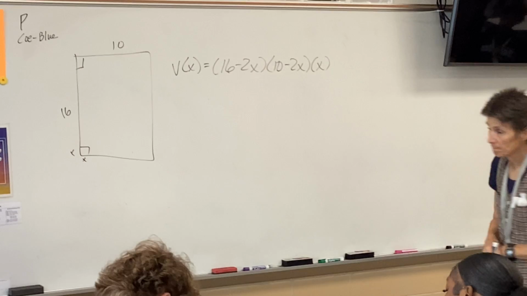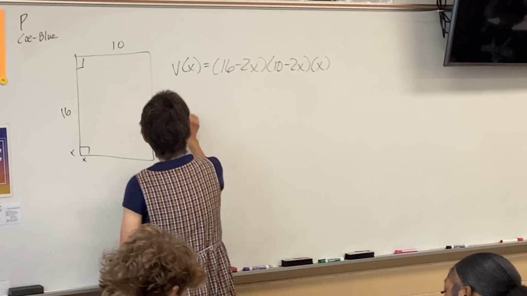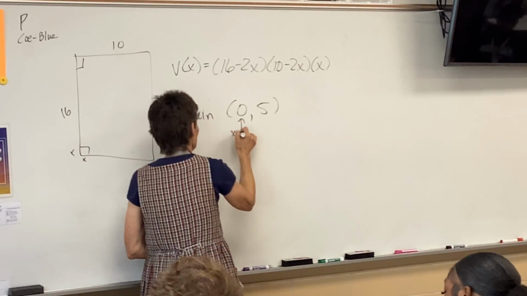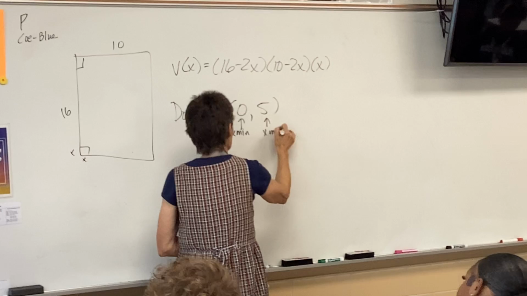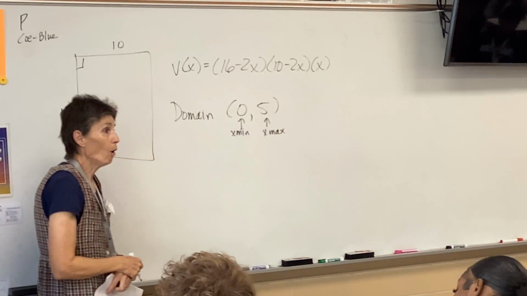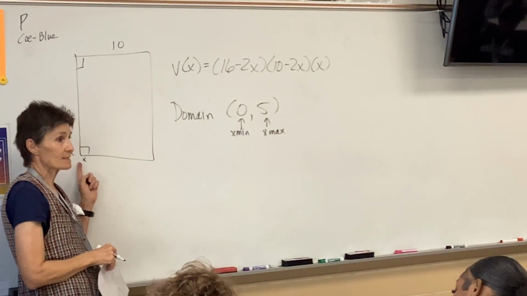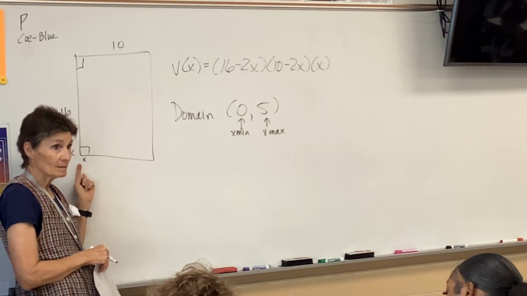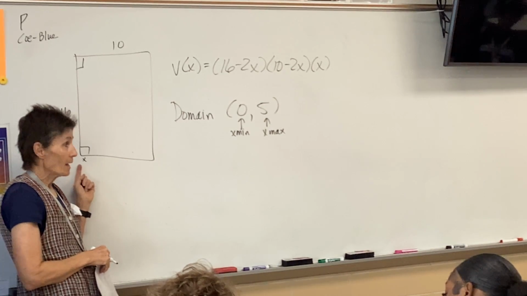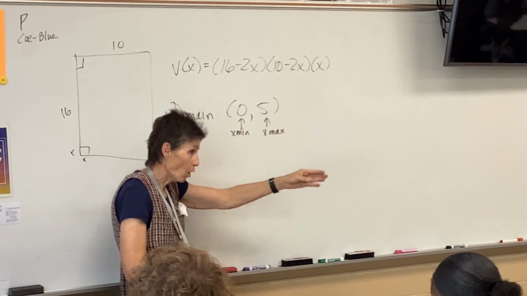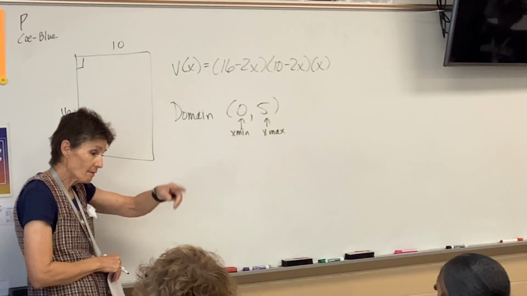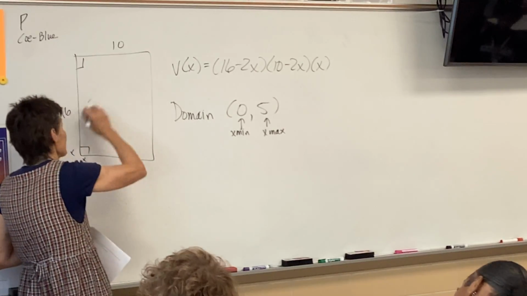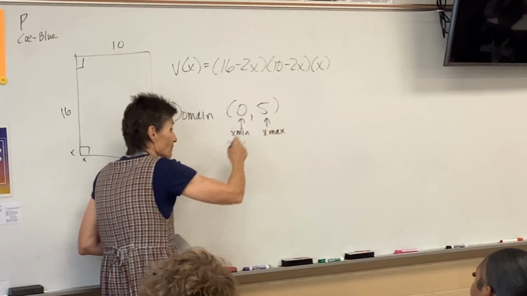What's the domain? 0 and 5. Again, never changes. 0 to 5. This is X min. This is X max. It's always 0 because X is the corners you're ripping out, and it can't be negative. And then where did the 5 come from? Where does it always come from? Half the smallest dimension. Your dimensions are 10 by 16. 10 is the smallest. Half of that is 5.